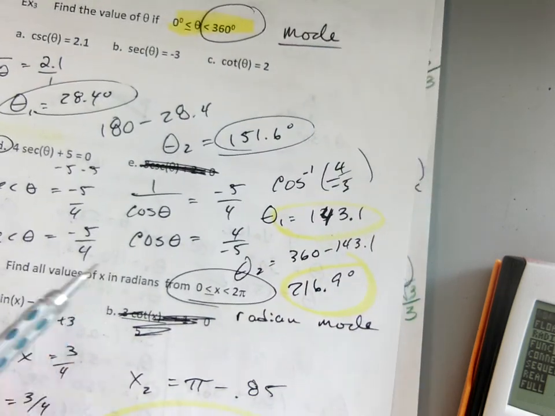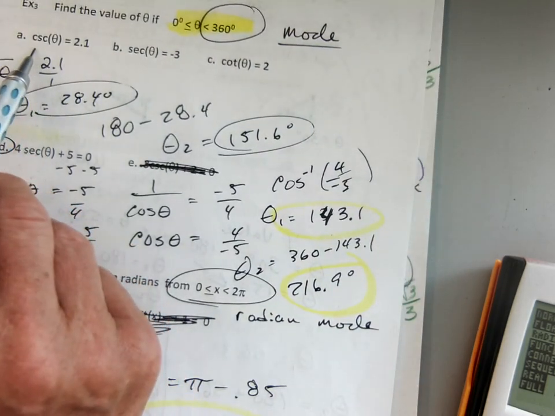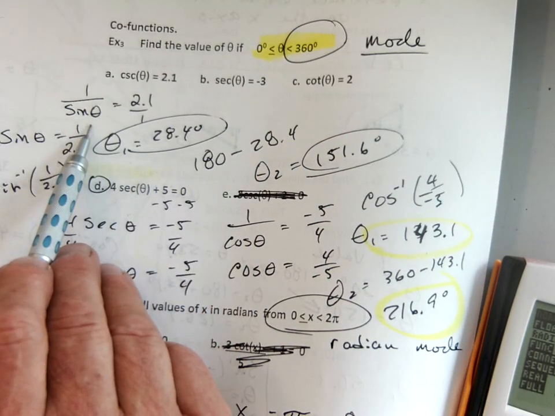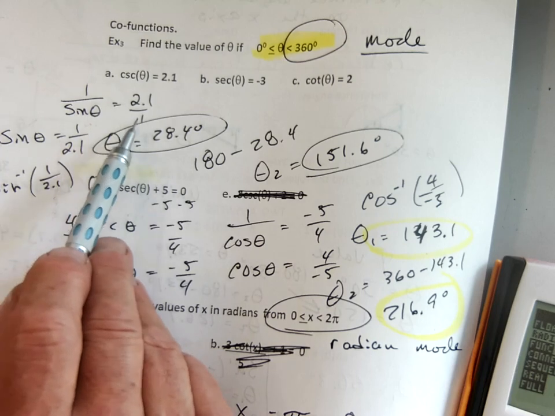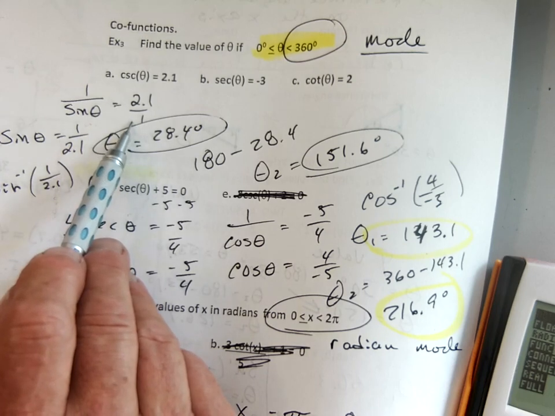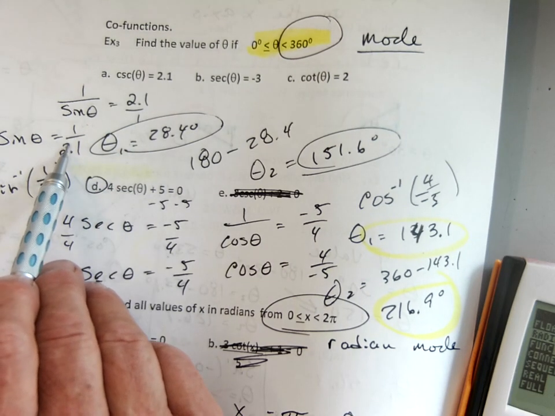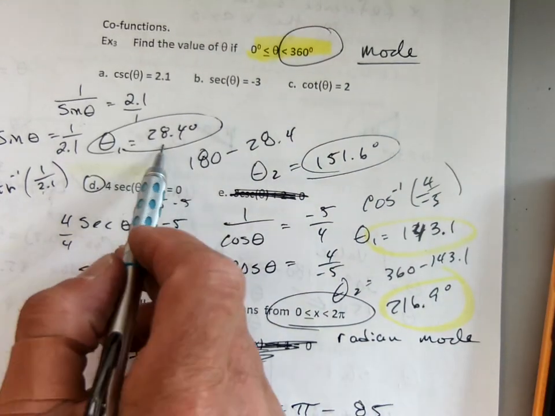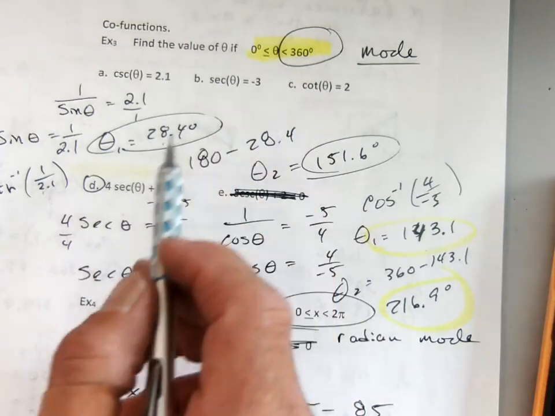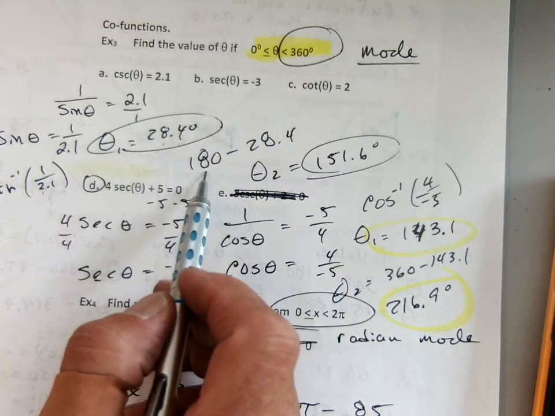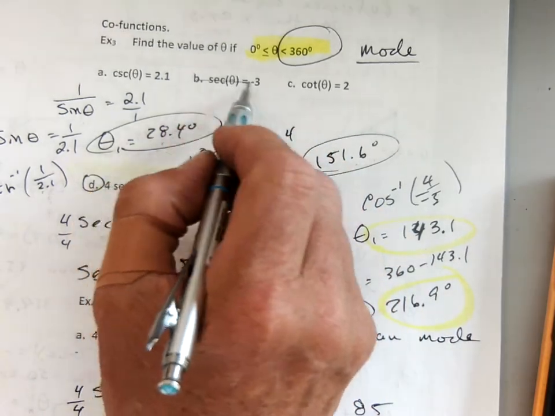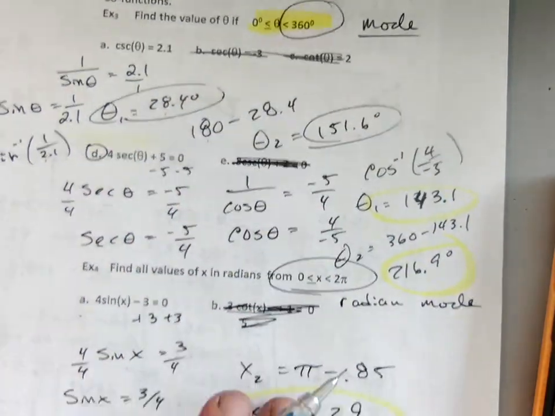Okay, on the back side, we talked about cofunctions. Cosecant is not in your calculator, but cosecant is 1 over sine. So then I flipped it and made it sine equals 1 over 2.1. I did the sine inverse of that, and I got my first angle, okay? I'm back into degrees, by the way. Then I did my reference angle, 180 minus that. I got 151.6, okay? We did not do these because I didn't think we needed to, okay?